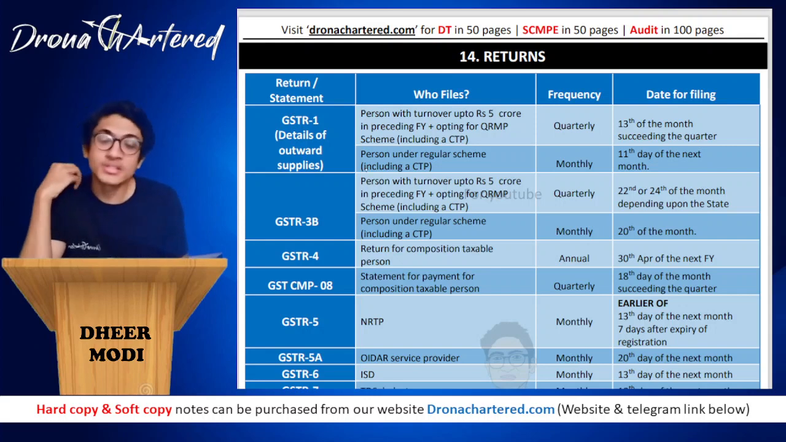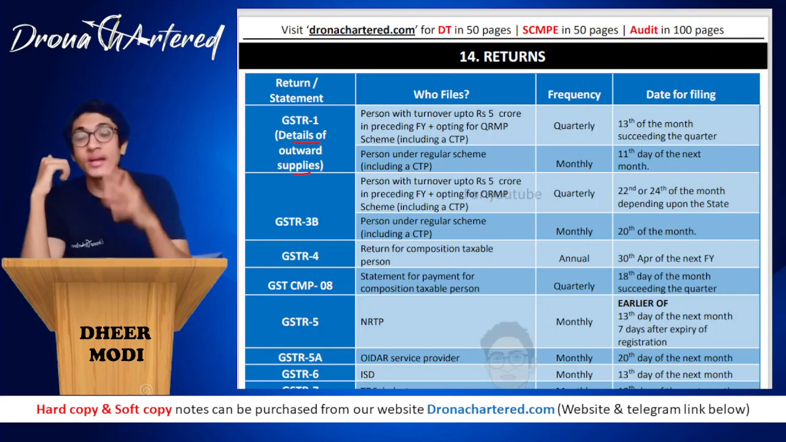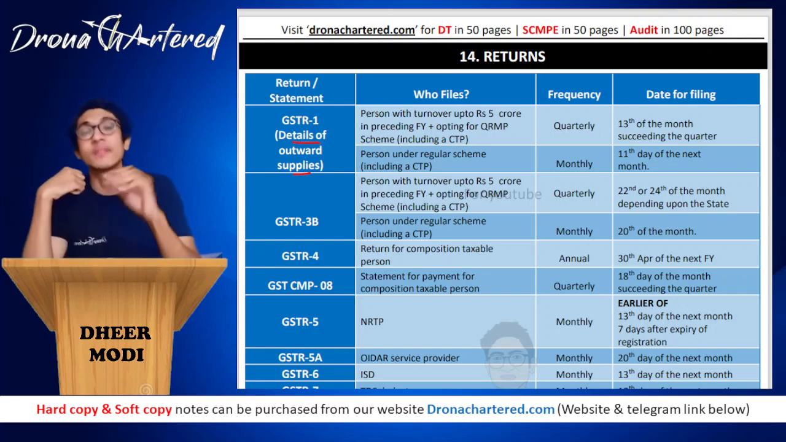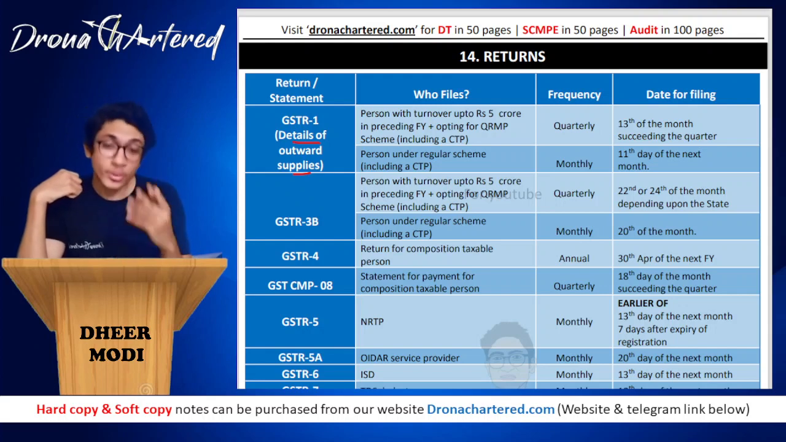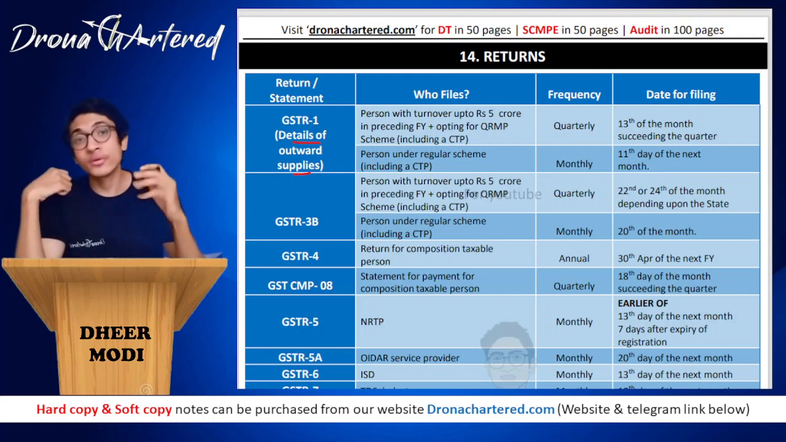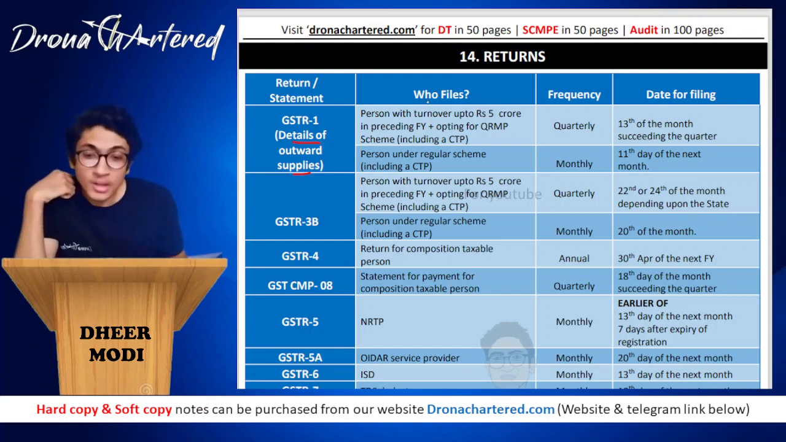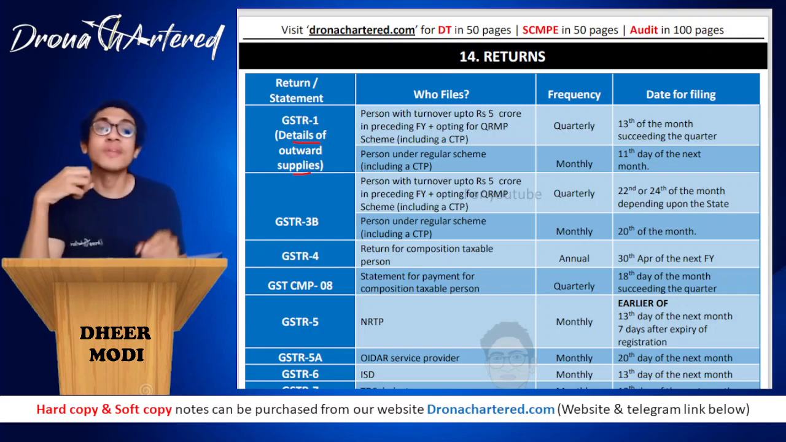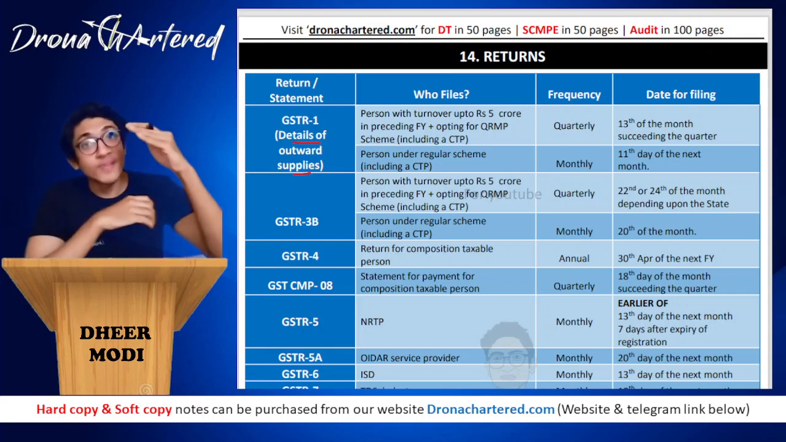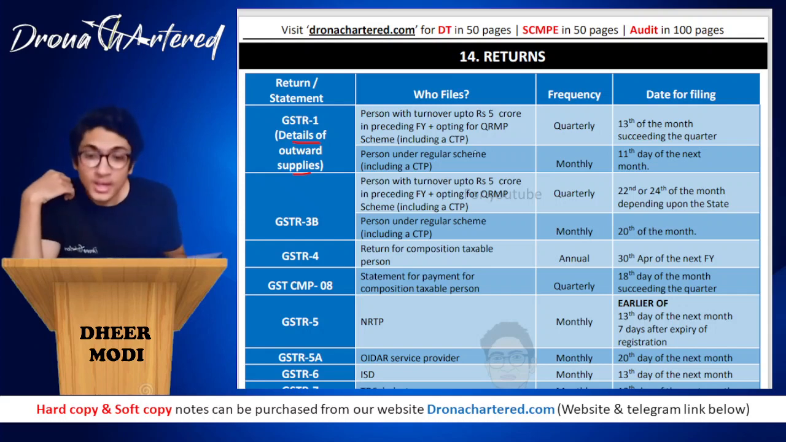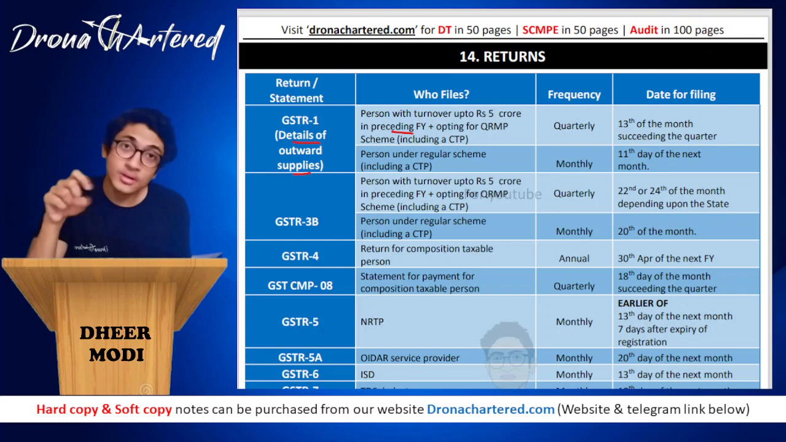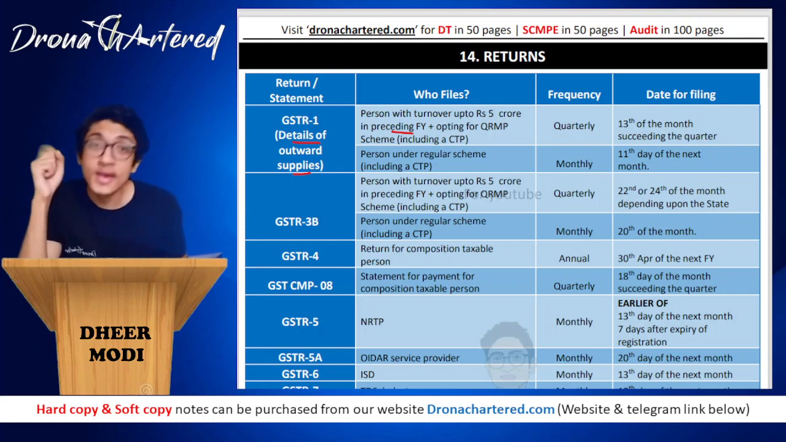So we will start with GSTR 1. Your GSTR 1 is the details of your outward supply. That means whatever outward supplies you have made will be shown in GSTR 1. In GSTR 1, this is bifurcated into two because of the QRMP scheme. A person with turnover up to rupees 5 crore in the preceding financial year, that is, 5 crores or less, and who has opted for the QRMP scheme.